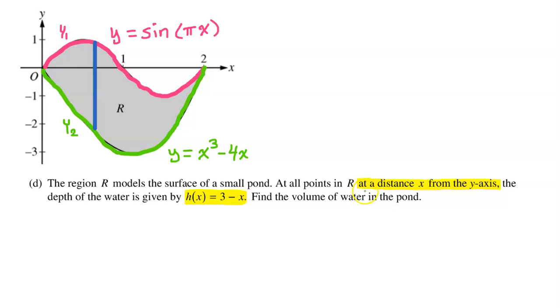When they mention all points at a distance x from the y-axis, then you need to picture a vertical line, because if I draw a vertical line like this, then this is the set of all of the points that are that same distance from the y-axis. Every point on this vertical line is x units away from the y-axis. So finding the volume of this lake is the same as finding the volume of a solid.